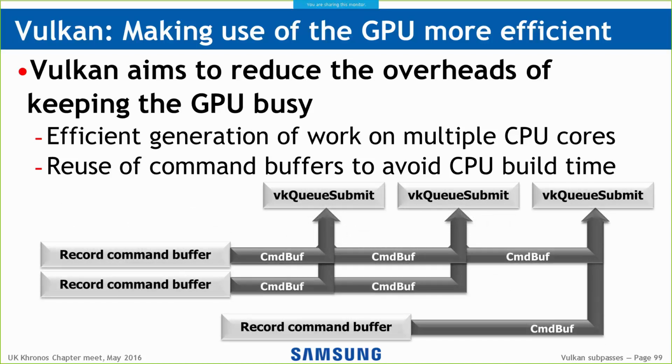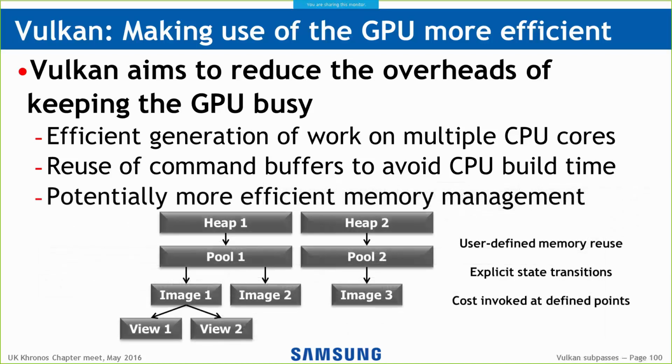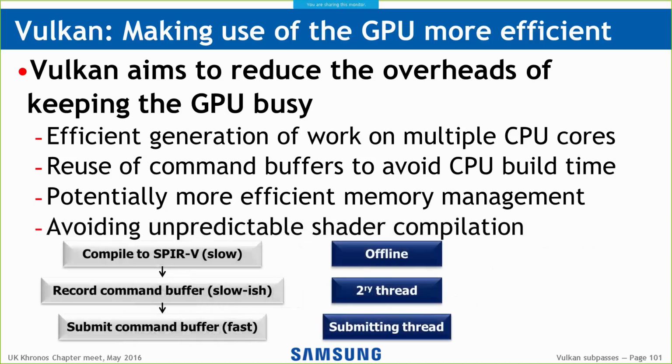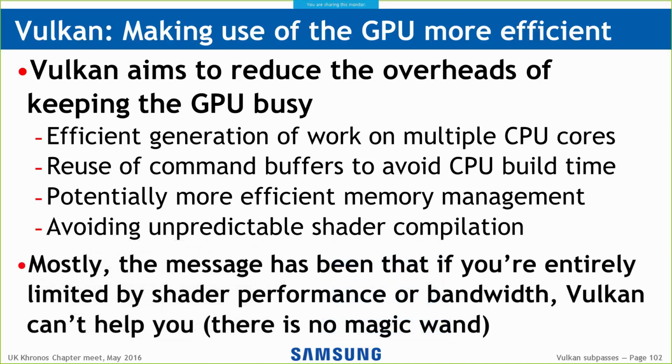We've got direct control over memory management, which is intended to make sure that you're not waiting so much between GPU calls. And you've got proper control over when the shaders are happening, and that level of control. So the message we've had from a lot of people so far is that the way that Vulkan is intended to help is to reduce the amount of load on the CPU side and keep the GPU as busy as possible.